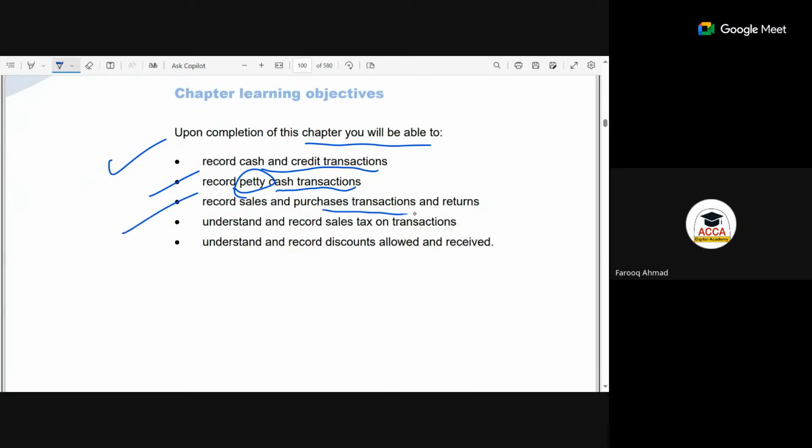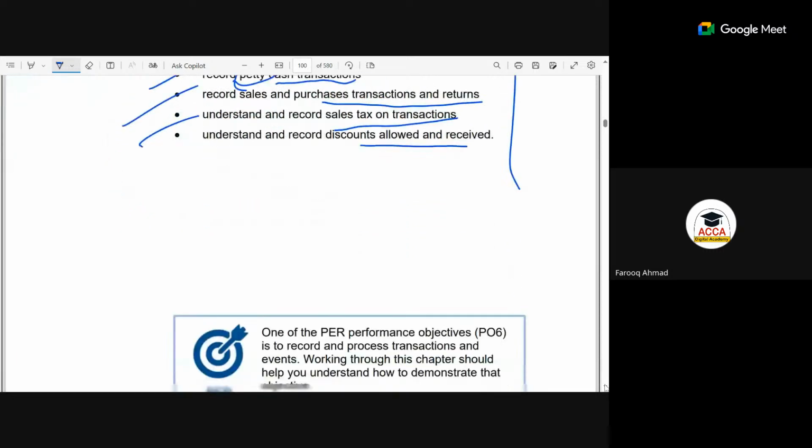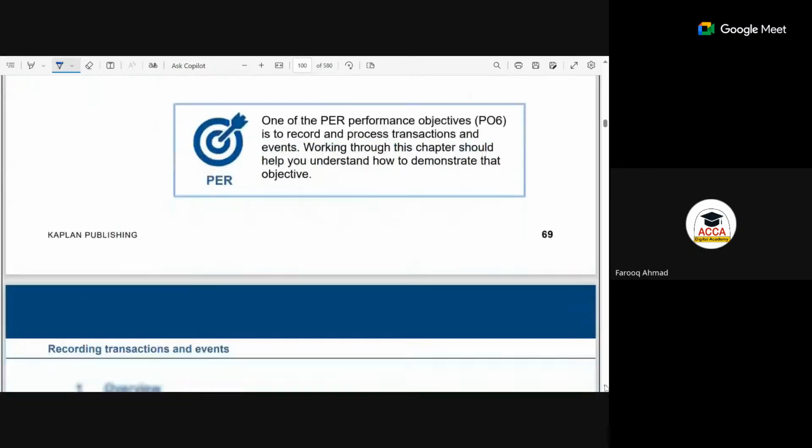Record of sales and purchase transactions. Understand how sales tax is recorded on a transaction and how it is booked. Sometimes if you buy an item, it is inclusive of sales tax, or it may be exclusive of sales tax, and we will see how it is recorded and calculated. Very easy, but be attentive. Understand and record discount allowed and received. All these topics are important from your revision point of view, and multiple-choice questions come on this area very frequently.